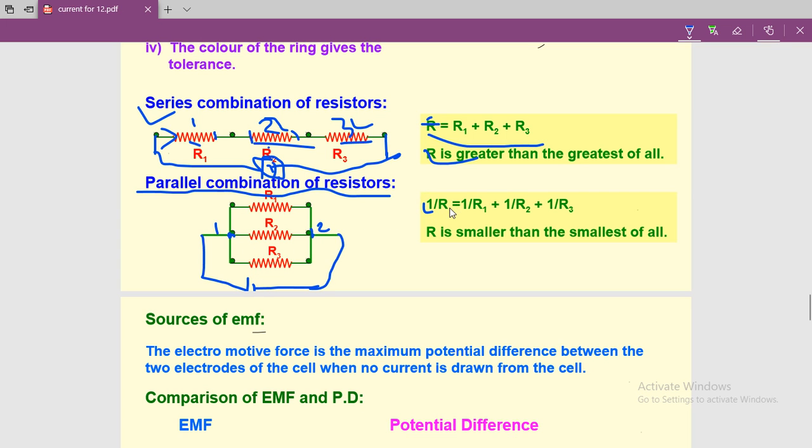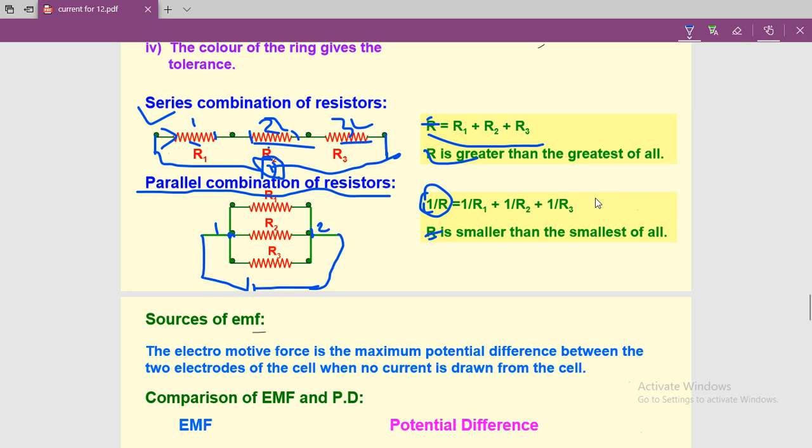1 upon R is equal to 1 by R1 plus 1 by R2 plus 1 by R3. You can see this is R, so equivalent resistor is given by R, not 1 upon R, student. If the question asks what is the equivalent resistor of this circuit, you have to find the value of R but not the value of 1 by R. Note this point, it is very important. If someone asks what is the equivalent resistor of these three resistors that are in parallel combination, then you have to find out the value of R, this R, not 1 by R.